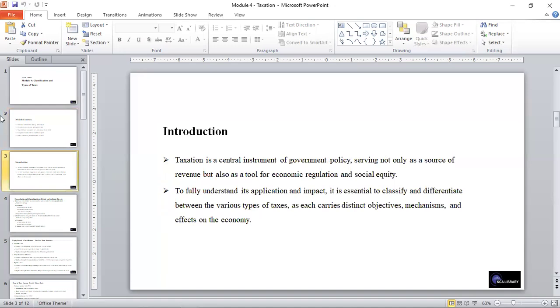Taxation is a central instrument of government policy, serving not only as a source of revenue, but also as a tool for economic regulation and social equity. To fully understand its application and impact, it is essential to classify and differentiate between the various types of tax, as each carries distinct objectives, mechanisms and effects on the economy.